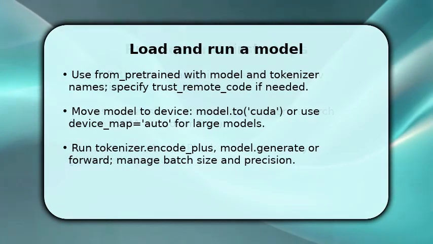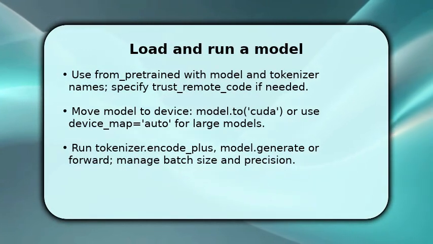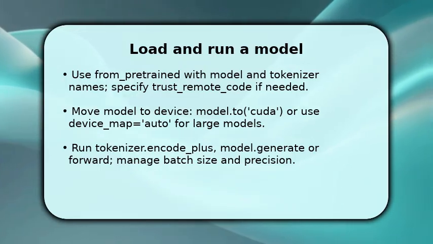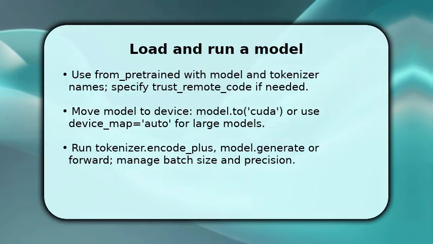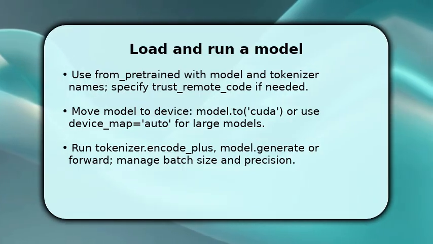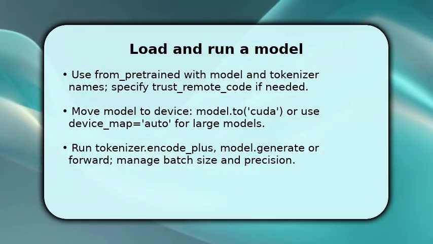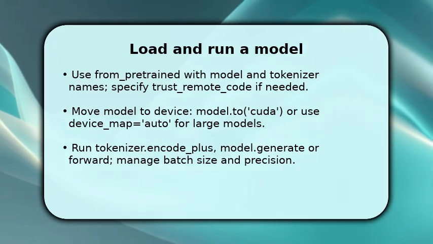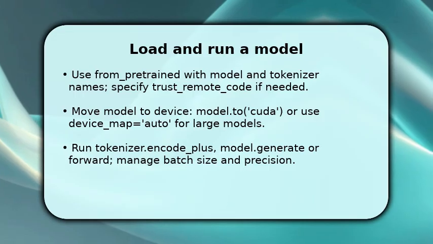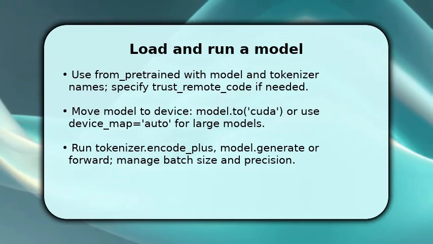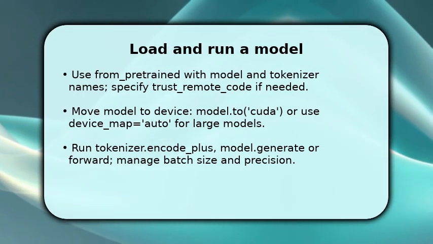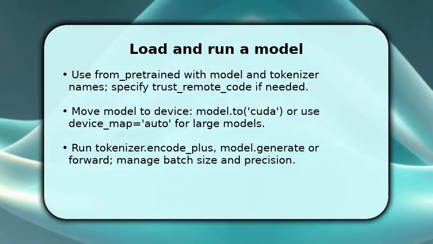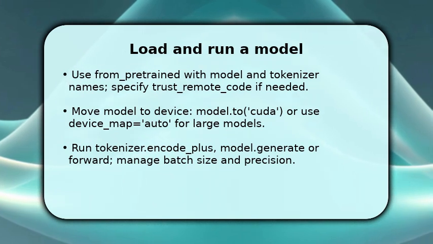models without surprises. You next load the tokenizer and model with AutoTokenizer.from_pretrained and AutoModelForCausalLM.from_pretrained, pass trust_remote_code when custom code exists. For GPU, move the model to CUDA or use device_map equals auto with accelerate to shard across devices. Once loaded, tokenize inputs with return_tensors equals pt, adjust batch size and use model.generate or model.forward to infer. Make sure to use float16 or bfloat16 when supported to save memory.